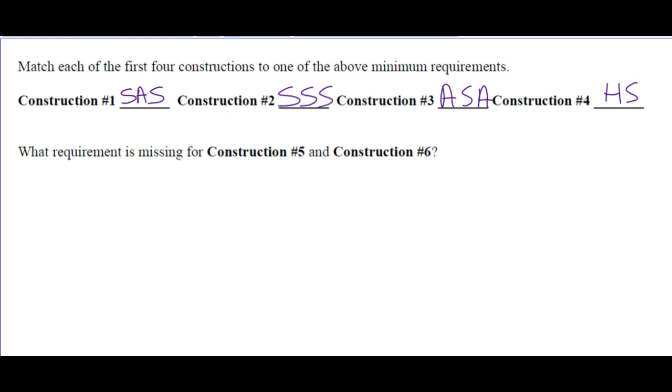What requirement is missing for construction 5? What don't we know in number 5? We don't know a side, right? So we must have at least one side.